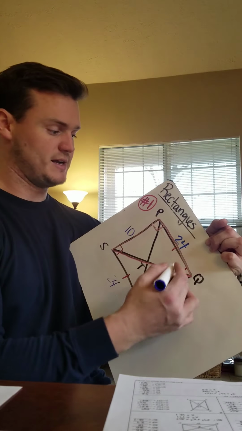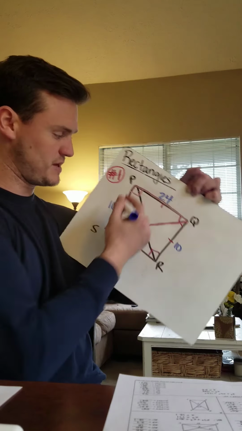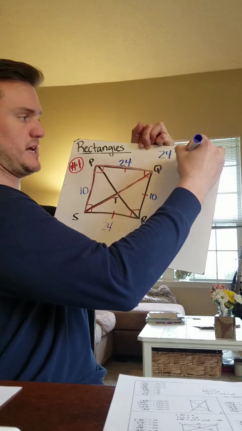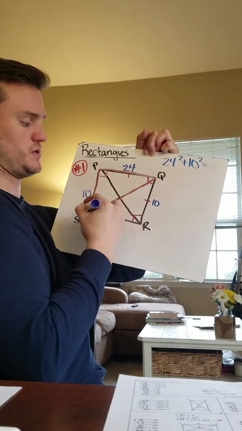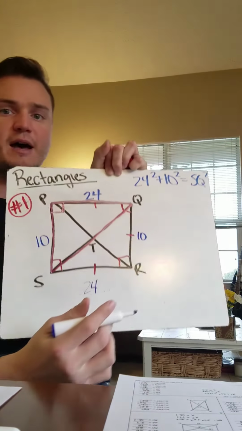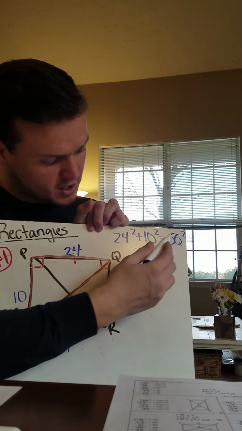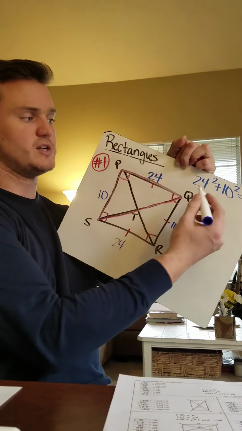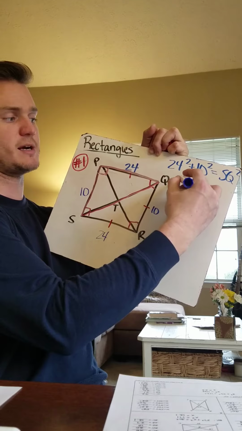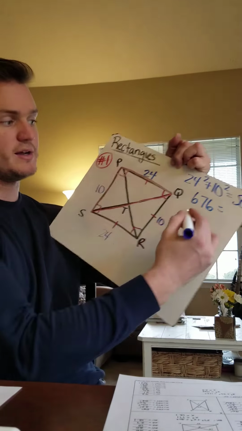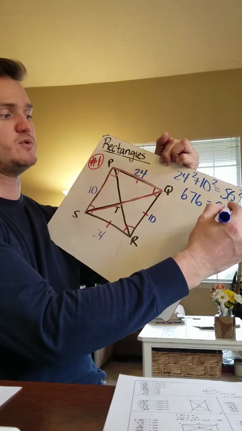So we can say that PQ squared plus PS squared, so 24 squared plus 10 squared, has to be equal to SQ squared. So if we have that, we can solve for the length of S to Q using this Pythagorean theorem. 24 squared plus 10 squared is going to come out to 676. You can just use a calculator to figure that out. And this is still equal to SQ squared.